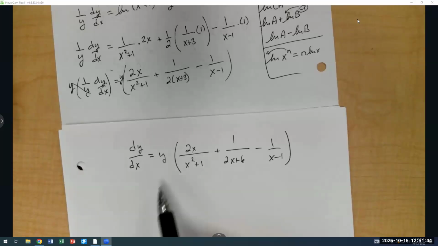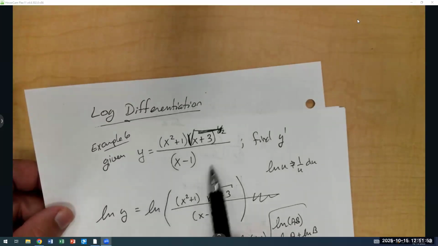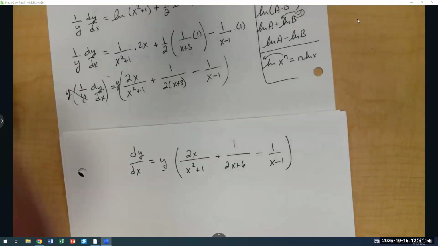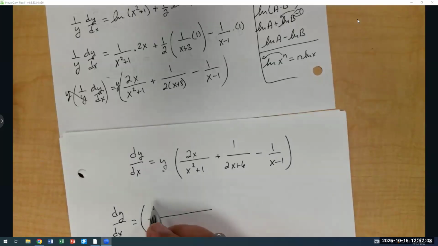Now, what is y? Y dy is what we started off. dx. Oh, okay. Y is what we start off with. So the derivative is the original function. That was a good thought though, but no.